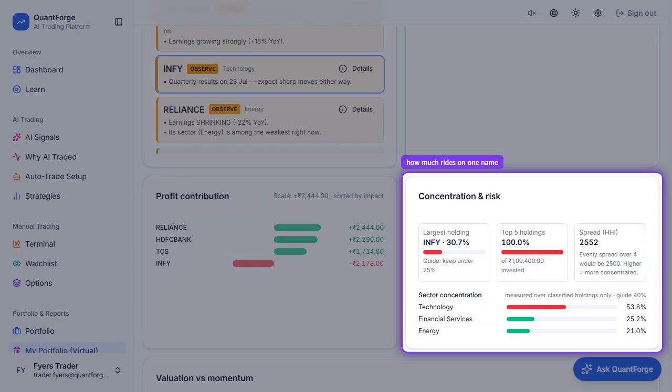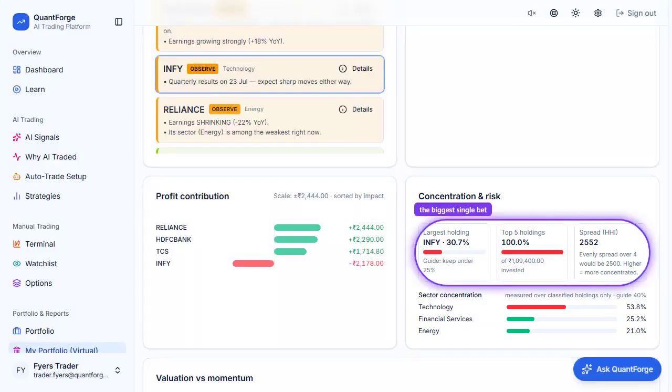The spread number means nothing to me on its own. Which is why we print its reference next to it, what the number would be if your money were spread perfectly evenly across the same count of stocks. Higher than that means more concentrated. A number without something to compare it to is not information.